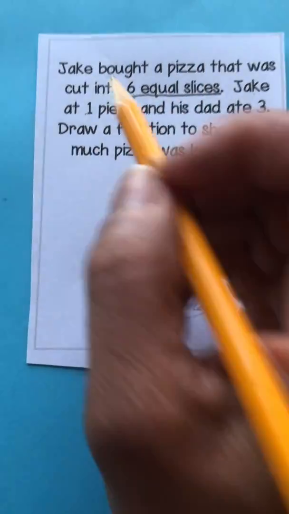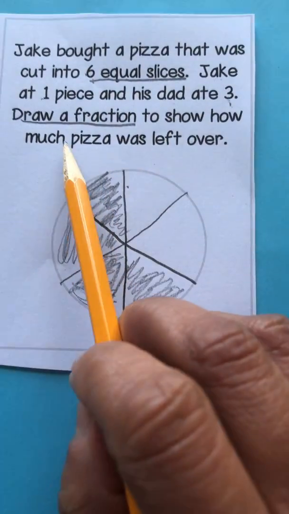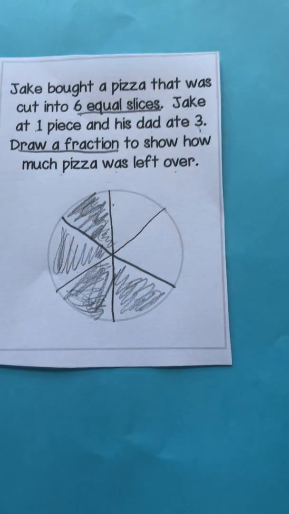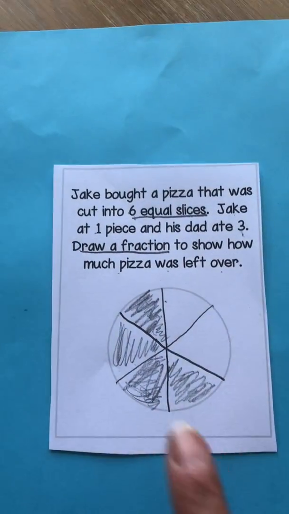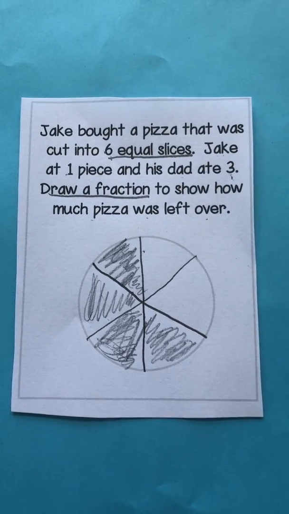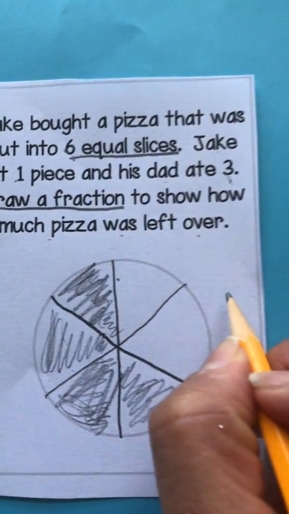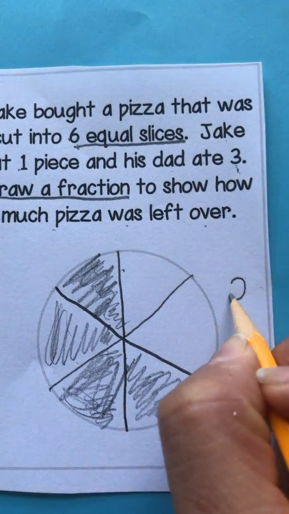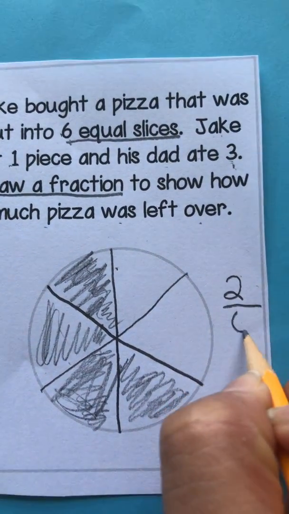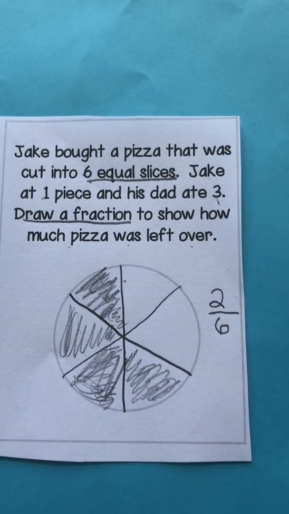Now they want us to draw a fraction to show how much pizza was left over. Well, if we look at our model that we made, how many pieces are left over, boys and girls? 2. Very good. So our final answer, and I'm just going to write it on the side, would be 2/6 of the pizza is left over.